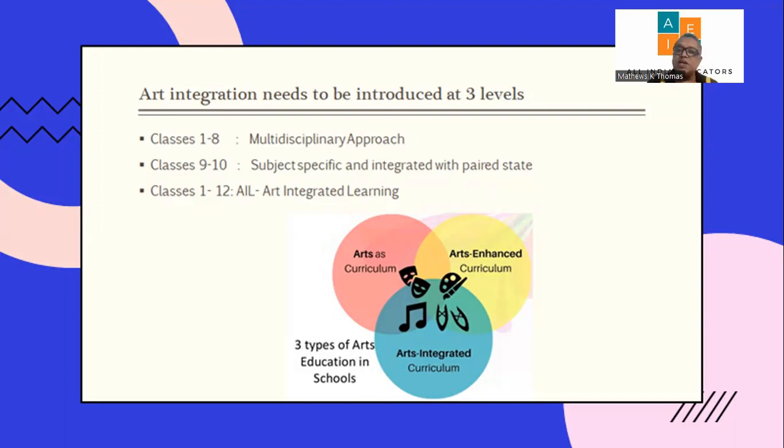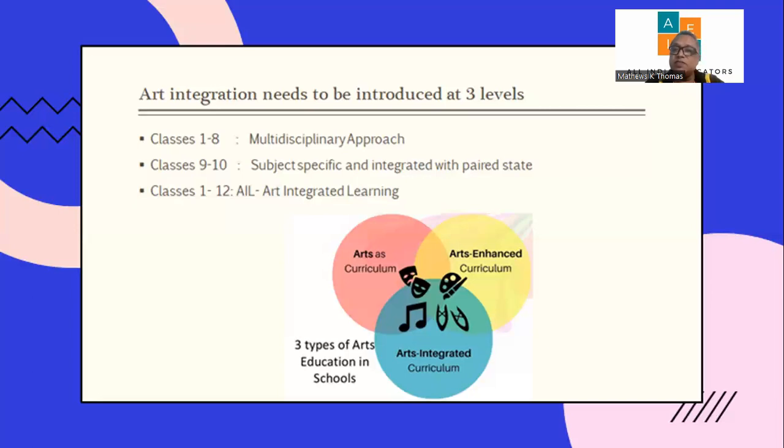And 1 to 12 is art integrated learning. It's not a project. Art integrated learning is something which the teacher is using to teach the students. Art integrated project is something which the student is, with the help of the teacher in groups. They are divided into groups and they're submitting this project. It's something which is physical.